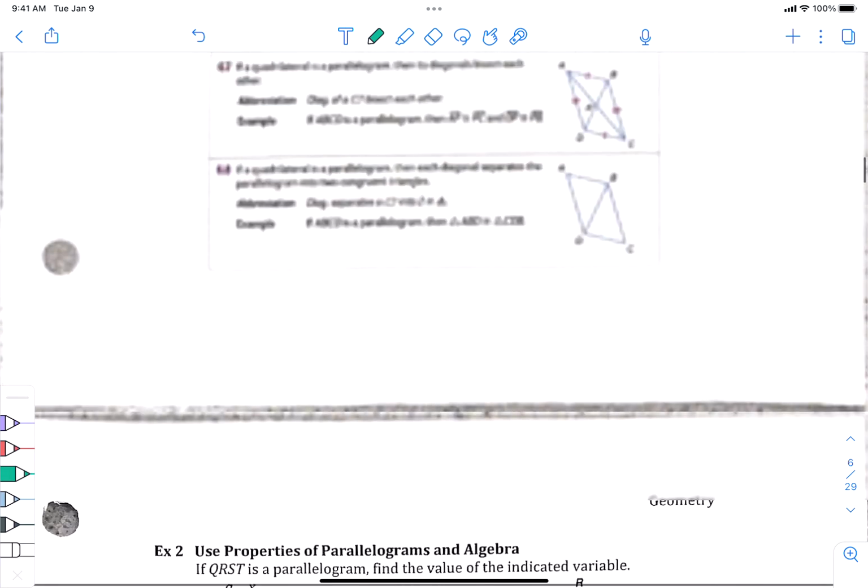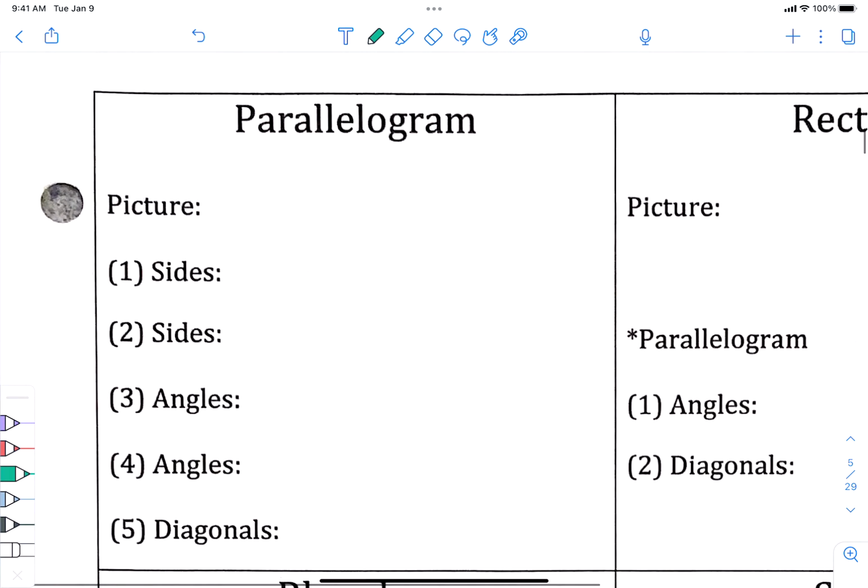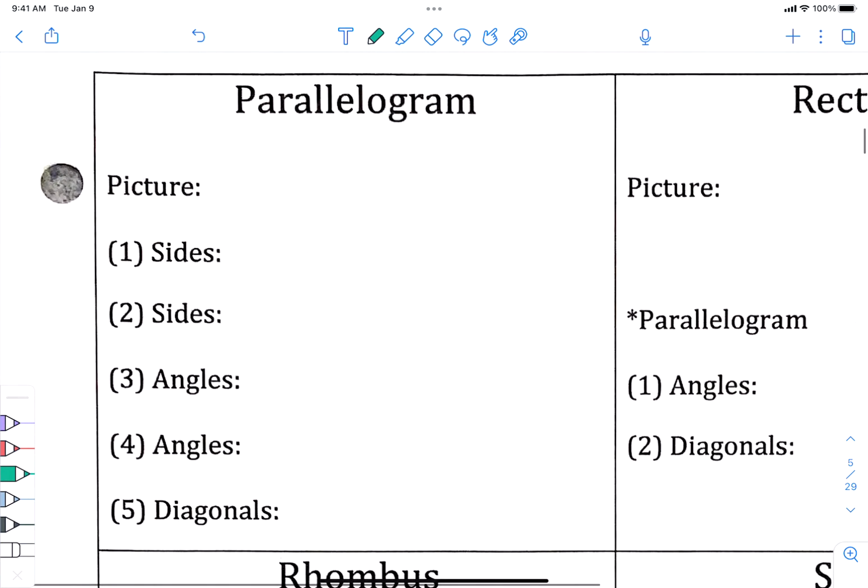So we'll go through that stuff, but we're going to fill this box in first, just with the knowledge that we know about parallelograms to start with, okay? So we're going to fill this box based on stuff that we already know. We're going to draw a picture of a parallelogram. Do the best you can.